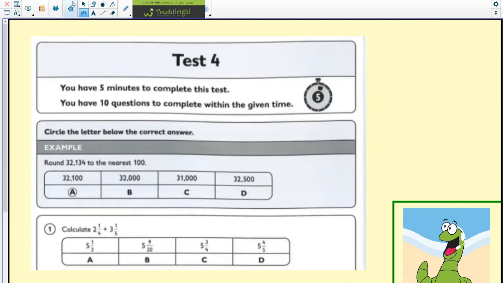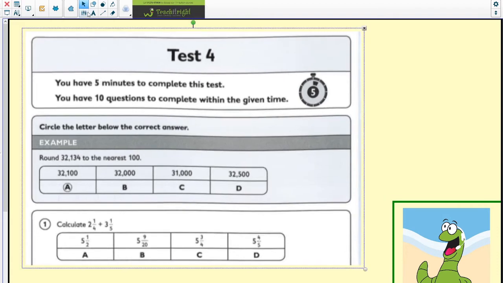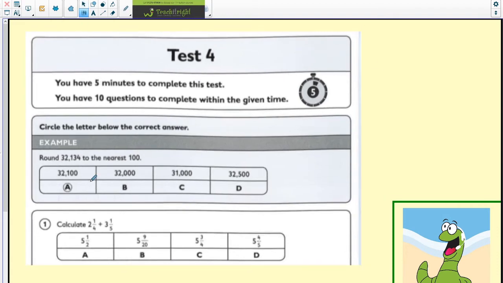Right, test 4. Again, 5 minutes to do this, and it's amazing how quickly this 5 minutes will go. Let's start going through the questions. So one is adding some fractions. So how do we do this? A couple of ways. First thing you do is just add these two numbers. So 2 plus 3 equals 5.